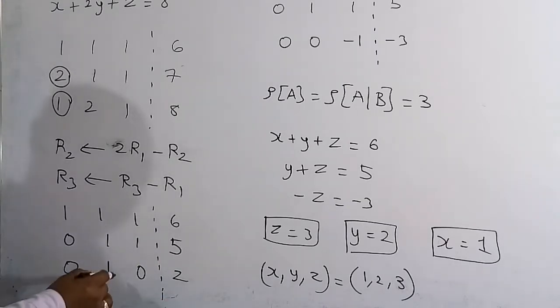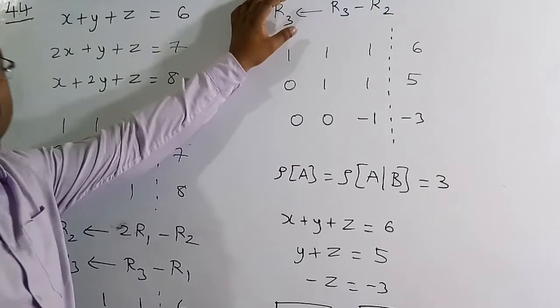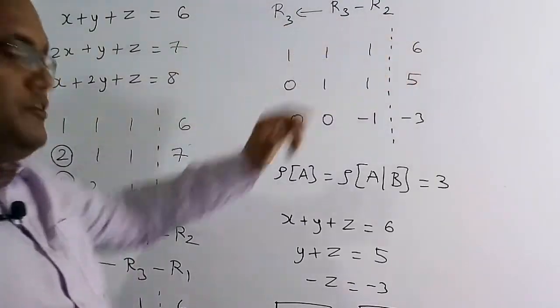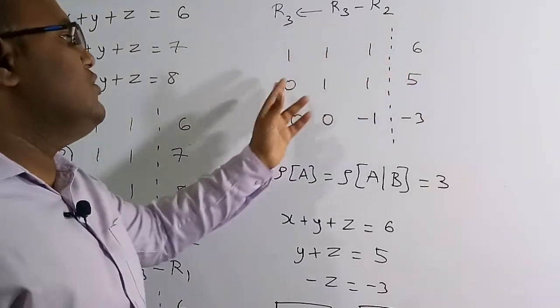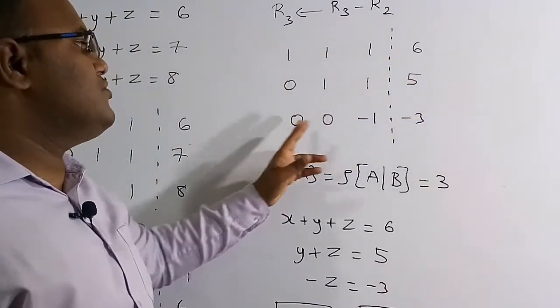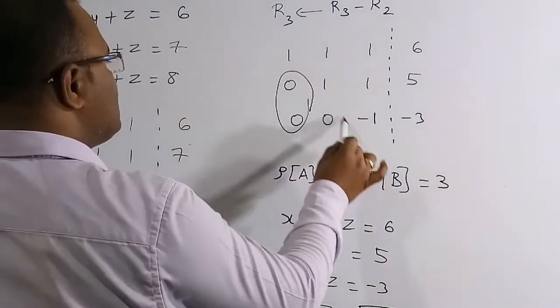And similarly again, I want to make this value also 0, so I have to do R3 minus R2. Therefore I am going to get a new row R3, which is R3 minus R2, and if you do the simplification, finally we are going to get 1, 1, 1, 6, 0, 1, 1, 5 and 0, 0, minus 1, minus 3. So this is in the 0 format and this is also 0.